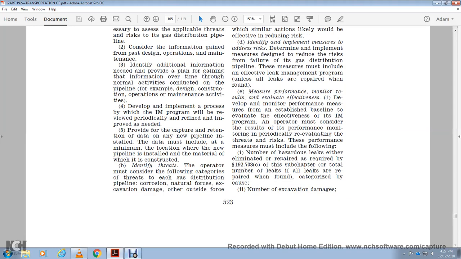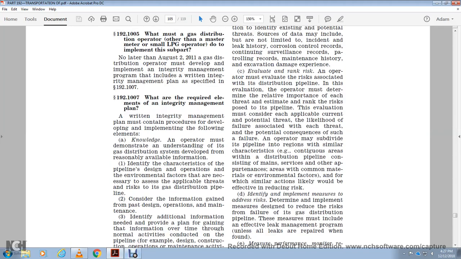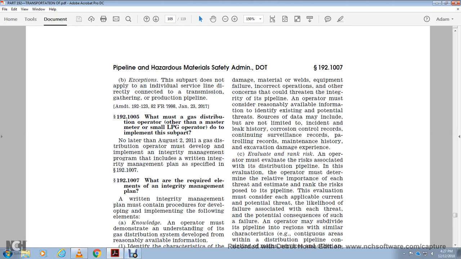Identify threats. The operator must consider the following categories of threats to each gas distribution pipeline: corrosion, natural forces, excavation damage, other outside force damage, material or welds, equipment failure, incorrect operations, and other concerns that could threaten the integrity of its pipeline. An operator must consider reasonably available information to identify existing and potential threats. Sources of data include, but are not limited to, incident and leak history, corrosion control records, continuing surveillance records, patrolling records, maintenance history, and excavation damage experience.